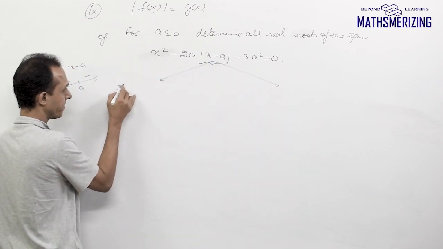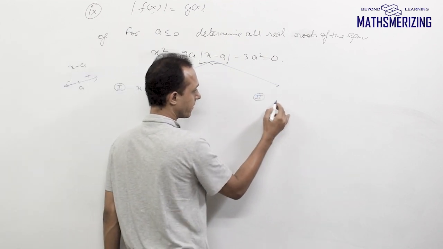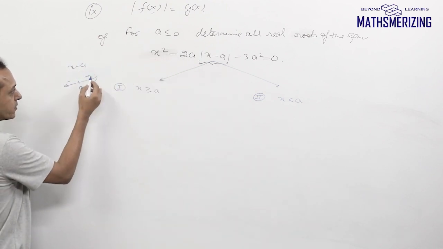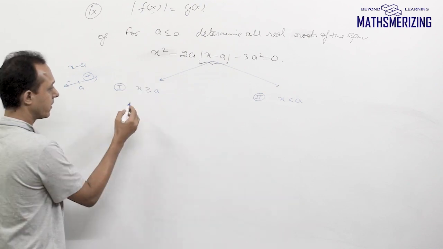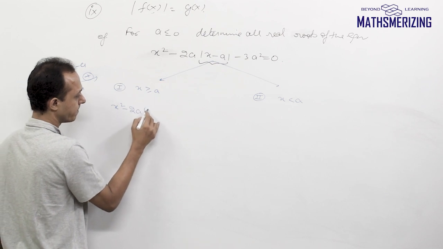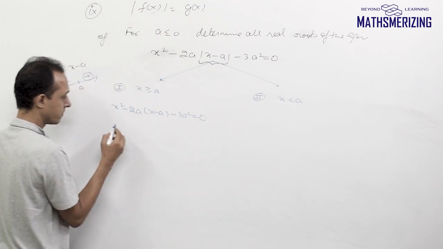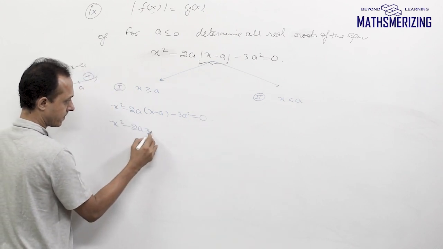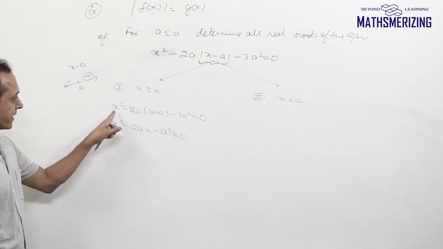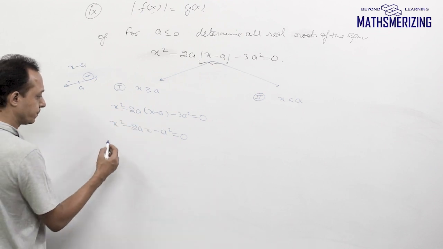Now case 1, when x is greater than or equal to a, and case 2, when x is less than a. Now when x is greater than or equal to a, in this case, this function is positive. So I'll have to take plus f(x). So I'll write x square minus 2a (x minus a), minus 3a square equals 0. So I'll get this equation as x square minus 2ax minus a square equals to 0.